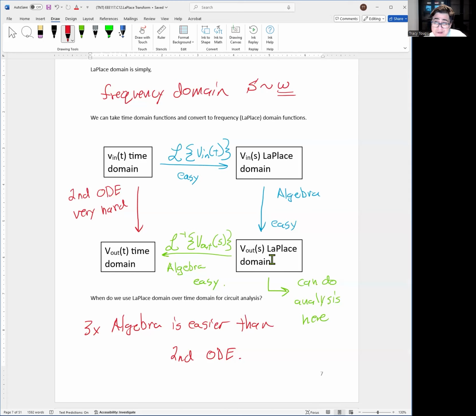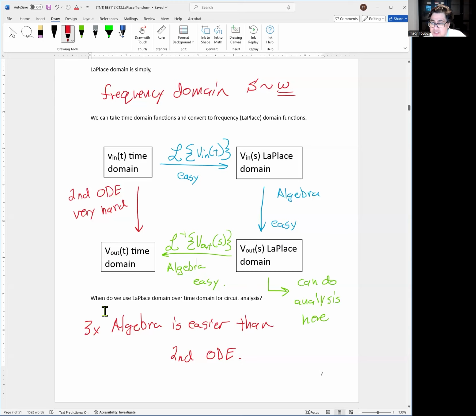And a lot of times, honestly, in circuit analysis, because we're designing things in frequency domain, we might just stay right here, right? We could do a lot of analysis here. We could build circuits. We could end our work right here in the Laplace domain. But sometimes we need to go full circle back to the time domain. So we do have something called an inverse Laplace transform to go back. And again, this is just more algebra. It's relatively easy.